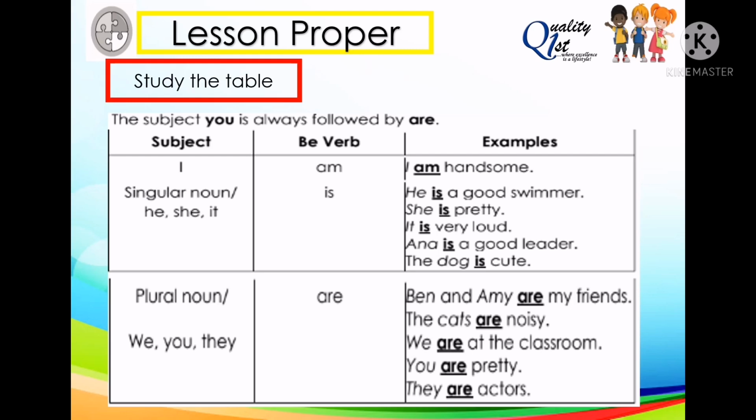Right? Now, the subject you is always followed by are. You as in I'm talking to you, or you as in I am talking to all of you. Now, the subject you, again, is always followed by the be verb are. Okay? Now, let's pull up the next slide.